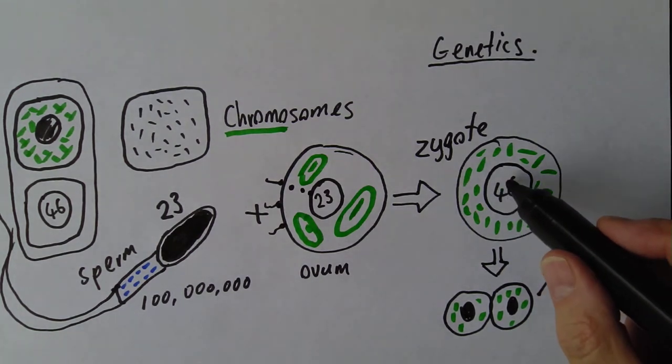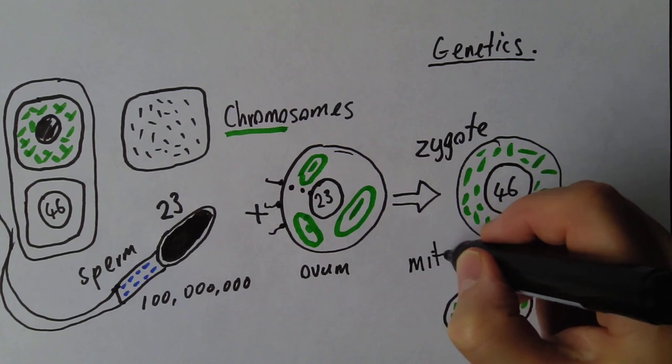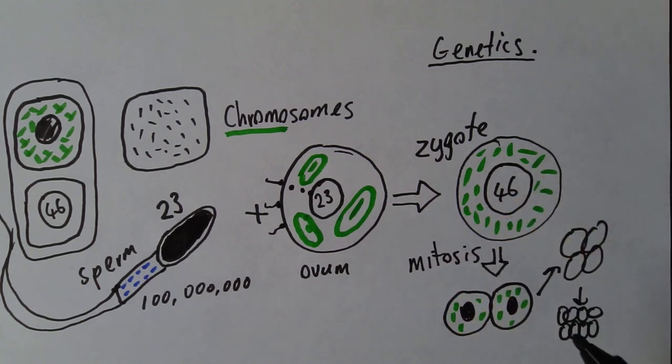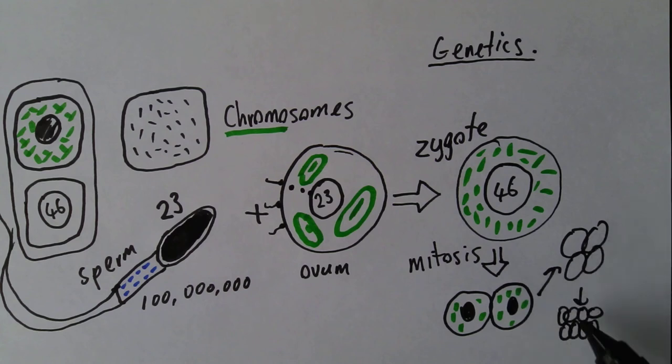So the cell division here needs to conserve the number of chromosomes. And that conservation cell division is called mitosis. The number of chromosomes is conserved from here to here to here to here to the multicell stage, to all the cells in your body.